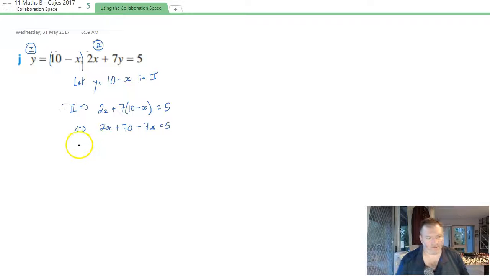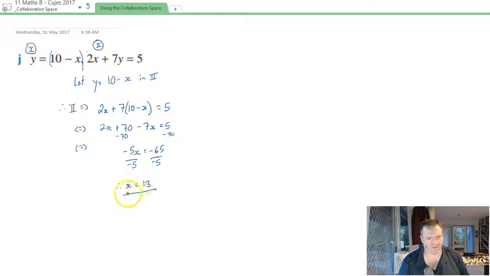I'm going to keep all my x's on the left because they're already there, and so I'm going to send the 70 over by subtracting 70 from each side. As long as we're doing the same thing to each side, we should be okay. 2x minus 7x, negative 5x, and 5 minus 70 is negative 65. Last step, dividing by negative 5, because we're not interested in what negative 5x is, we're only interested in x. So the inverse of multiplying by negative 5, divide by negative 5, and we get x is equal to 13.